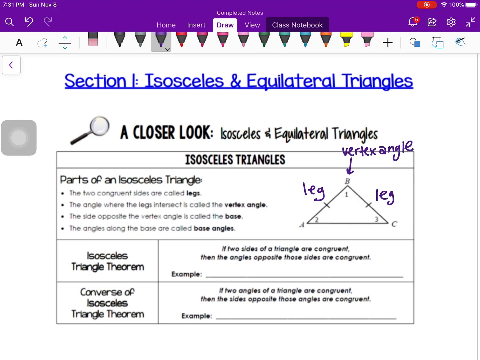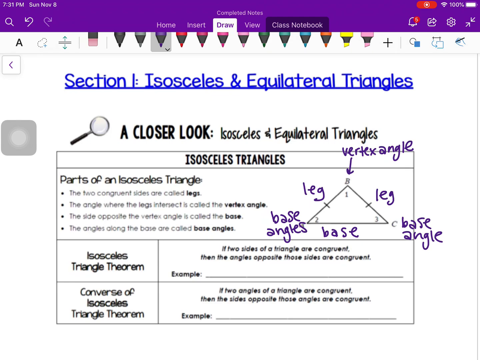Then the other two angles are called our base angles, because we're going to call this other side the base. So the base is the side that's not congruent to the legs. And then angles 2 and 3 will be the base angles. So just some vocab for you guys to know.